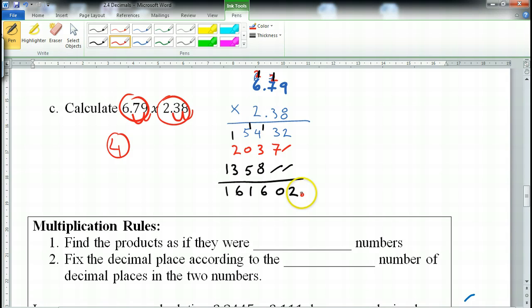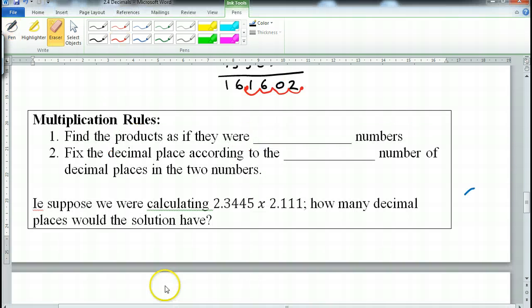So if I start over here all the way to the far right and go 1, 2, 3, 4, that's where my decimal is going to be. So my final answer is 16.1602. So let's summarize the multiplication rules here. We find the products as if they were whole numbers first. And then we fix the decimal place according to the total number of decimal places in the 2 numbers.